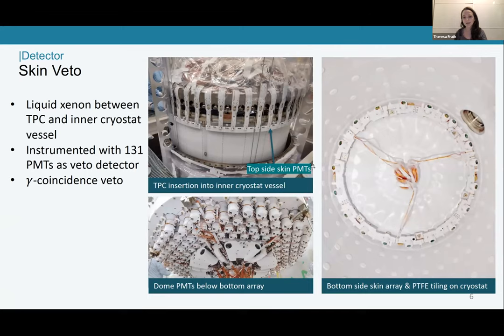We have PMTs in the bottom of the detector. So if you remember, this was the high voltage feed through. So this is really at the bottom dome of the ICV, the inner cryostat vessel. And then we have these dome PMTs below the bottom PMT array. And we have lined the inner cryostat vessel with these PTFE liners to, again, have high light collection efficiency.